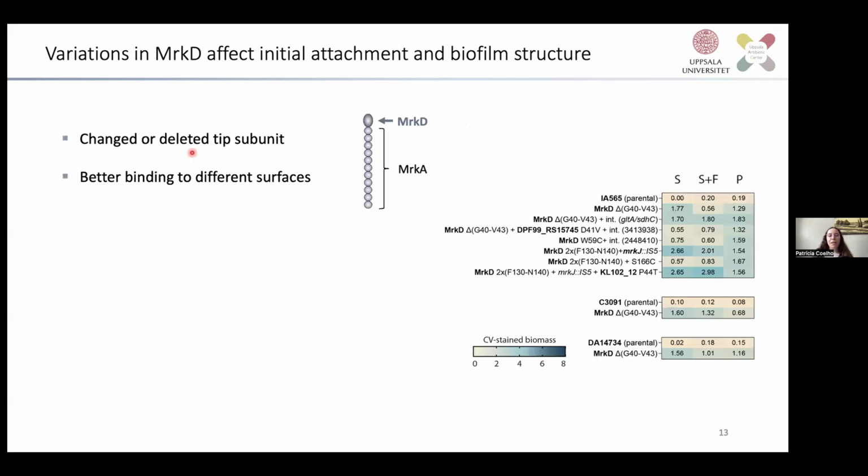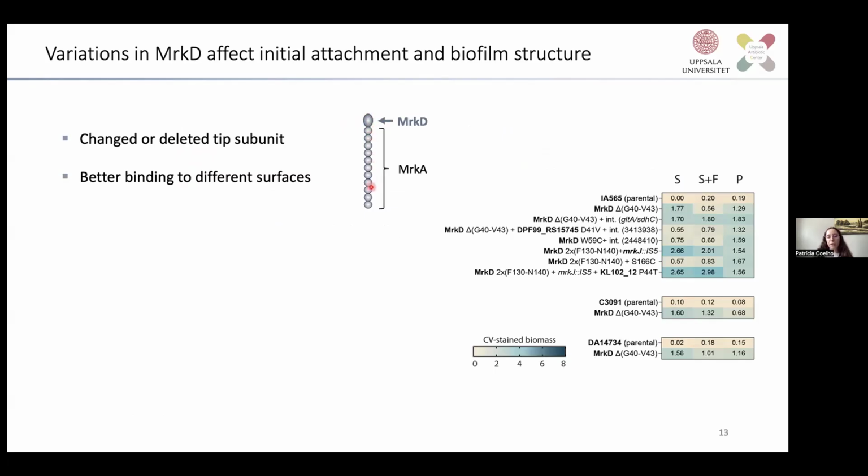We don't know exactly what is the effect of this mutation yet, but we think that there is a changed or deleted tip subunit. And you might think, okay, if you don't have the tip subunit, they will not be able to bind to surfaces as well, but it's actually the opposite. So they lose the tip subunit and they bind even better.